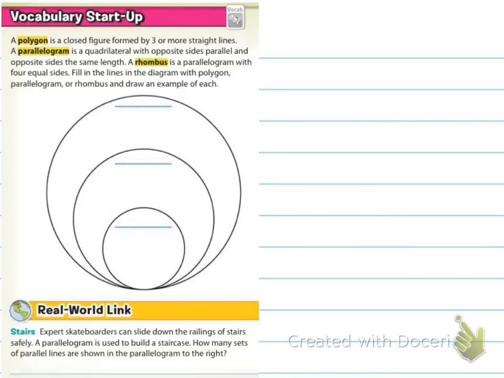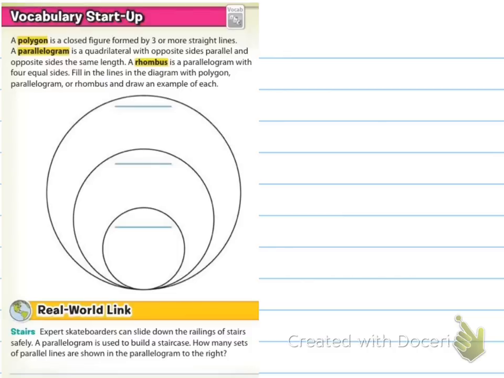So vocabulary startup says a polygon is a closed figure formed by 3 or more straight lines. A parallelogram is a quadrilateral with opposite sides parallel and opposite sides the same length. A rhombus is a parallelogram with 4 equal sides. Fill in the lines in the diagram with polygon, parallelogram, or rhombus and draw an example of each.